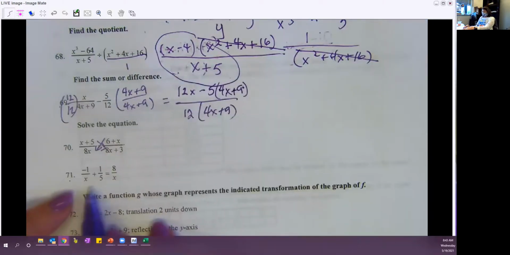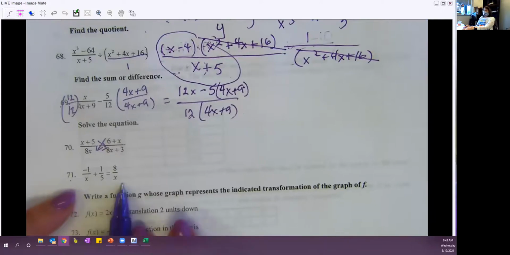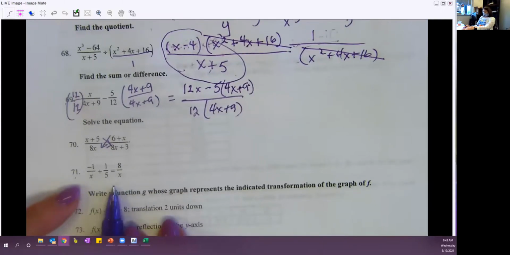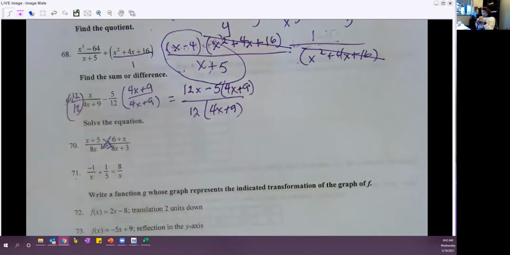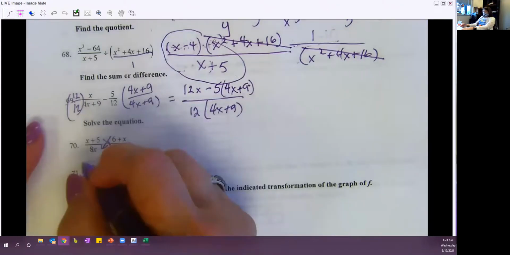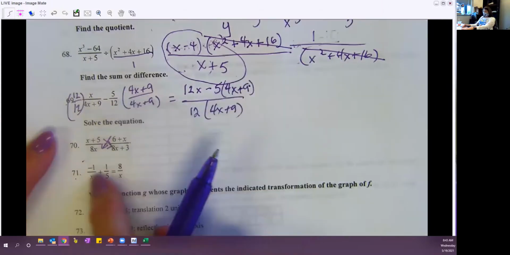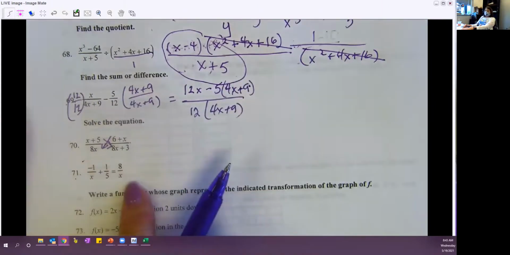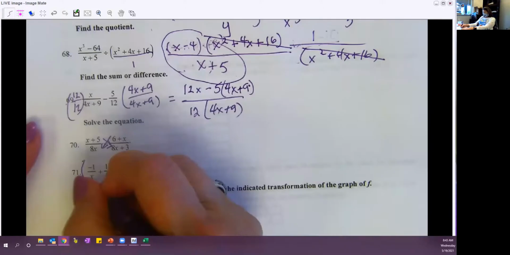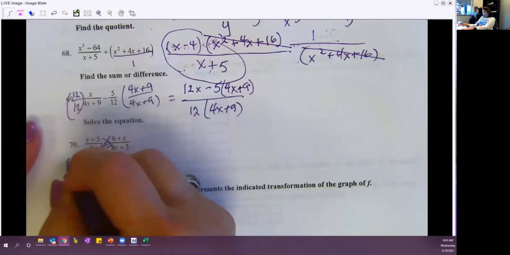So same thing here. You have an x in these two, but okay, there are 2 different ways you could do this one. I'll show you the easier way. You can do it just like that. You can multiply each term by the common denominator, which is 5x. Or in this case, you can multiply the whole thing by 5x.